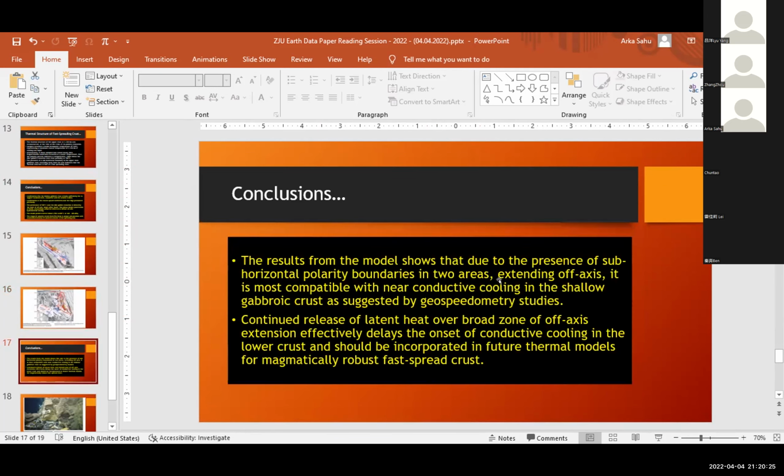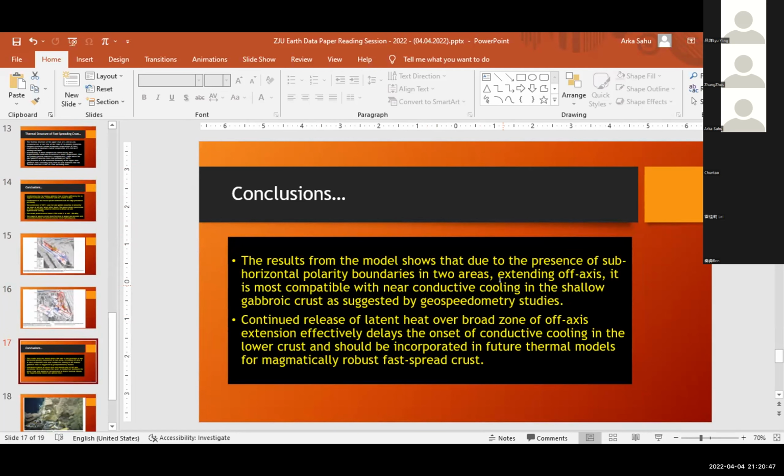So the conclusions differ from the previous works in a way that the model shows that due to the presence of the subhorizontal polarity, which extends out from the axis, they were able to correlate the cooling rates with the magmatic activities happening over there, as it was suggested by geospeedometry studies.